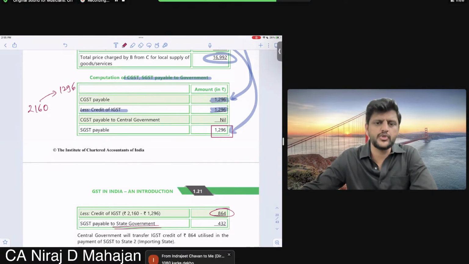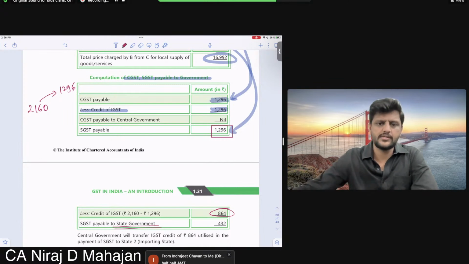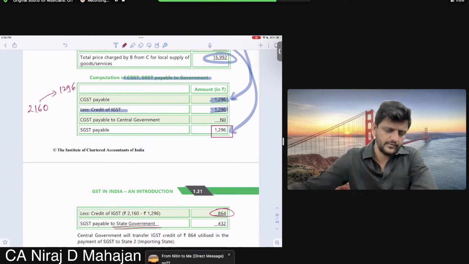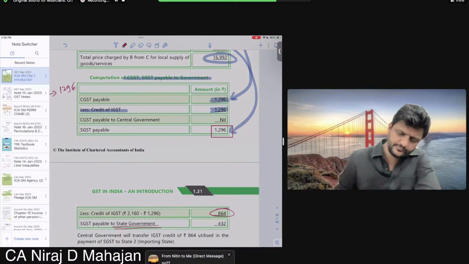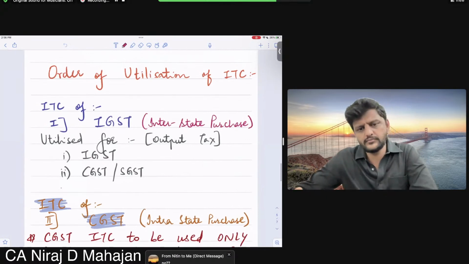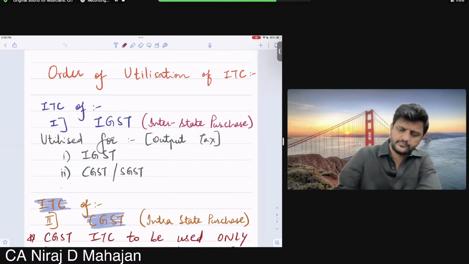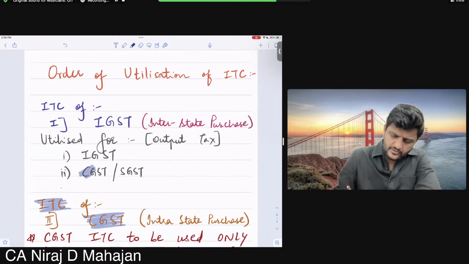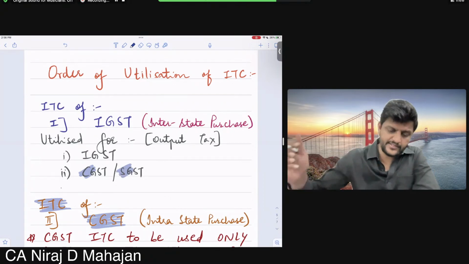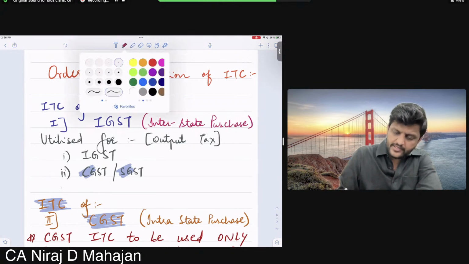That means first utilize towards SGST and then balance utilize towards CGST. Look in your notebook. ITC of IGST, CGST or SGST in order, in any order and in any sequence. If you want, please write it on your notebook.